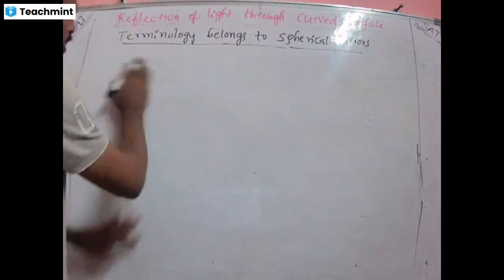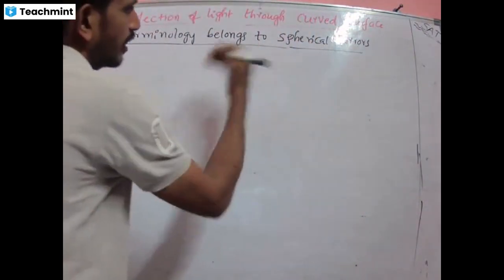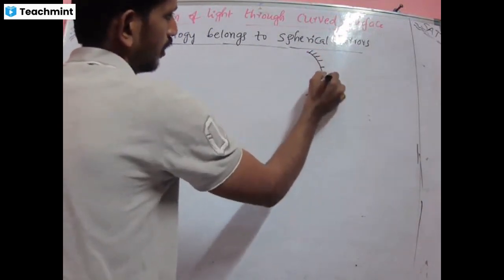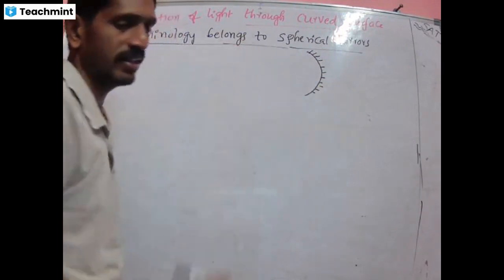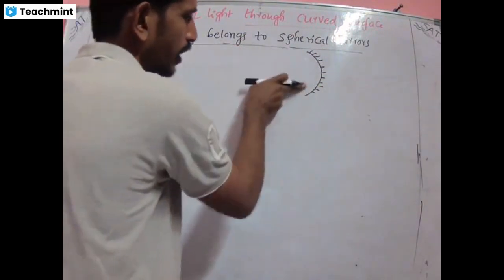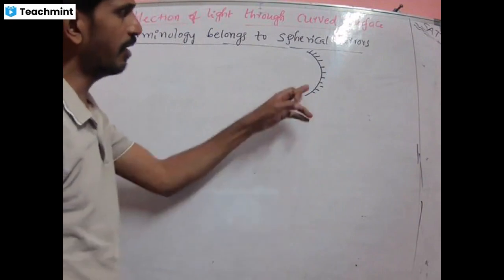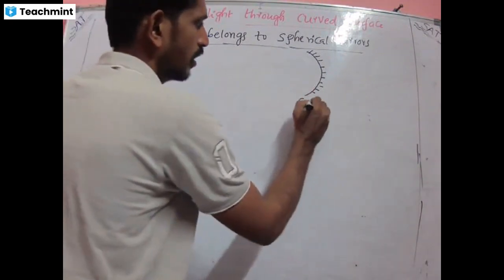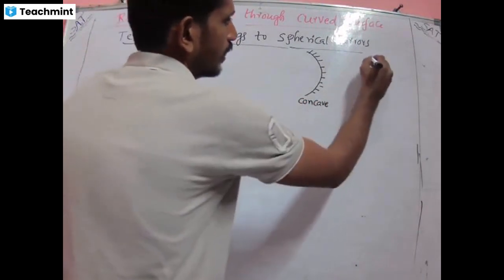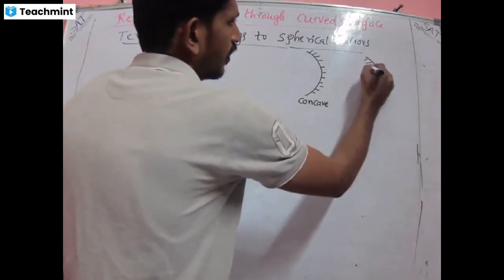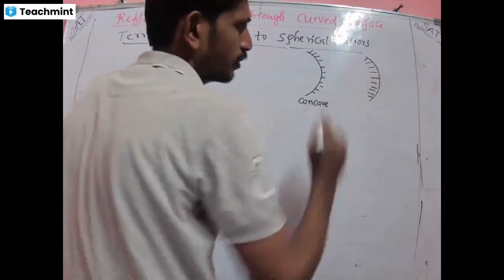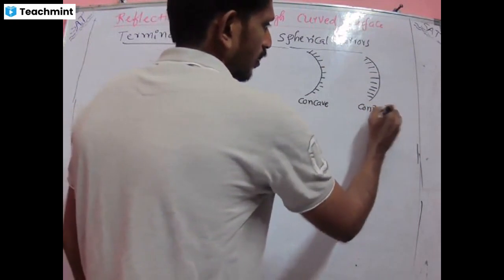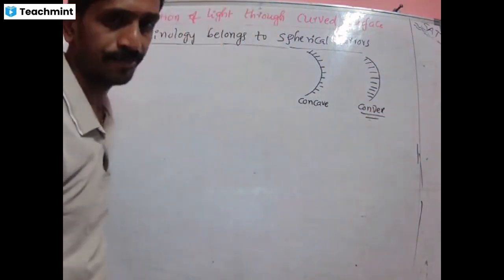First, for example, if you take the concave mirror, this is my concave mirror. For a concave mirror, the hollow surface should be the reflecting surface. This is called a concave mirror, and this is called a convex mirror. For the convex mirror, the bulged surface should be the reflecting surface.